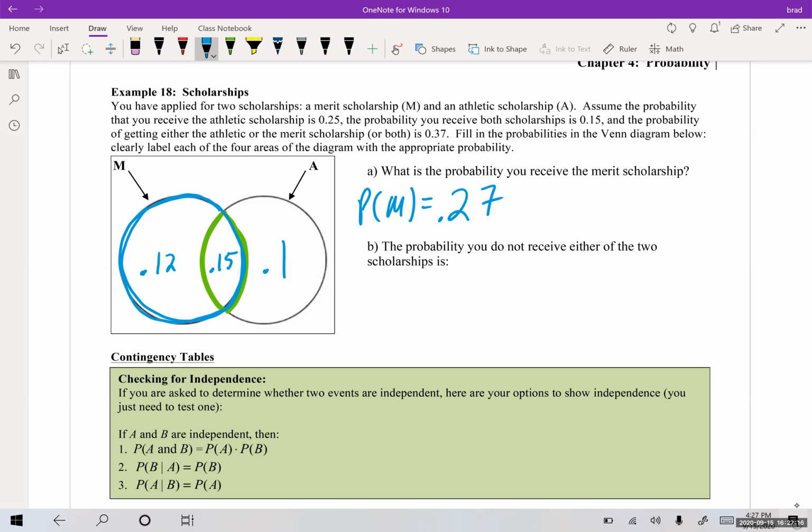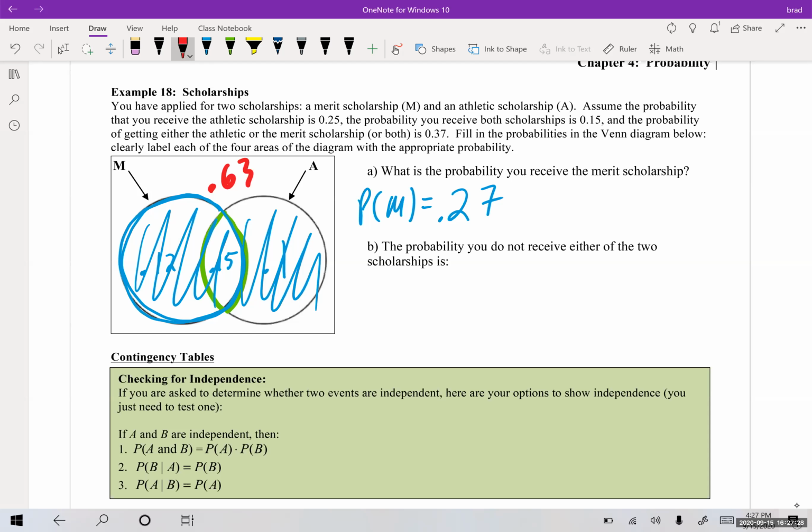Now it says the probability you do not receive either of the two scholarships. So that means you're not going to get this and you're not going to get this. Well, we know the whole thing is 0.37. So then what's out here has to be 0.63. Those are the people that don't get either.